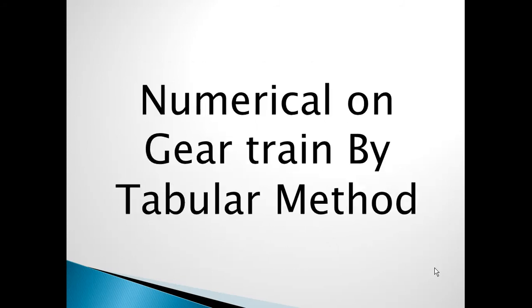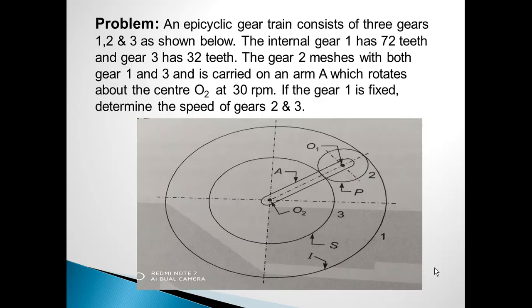Today we are going to discuss a numerical on gear train by the tabular method for a given problem statement. The problem statement is like this: an epicyclic gear train consists of three gears 1, 2 and 3 as shown. The internal gear 1 has 72 teeth and gear 3 has 32 teeth.